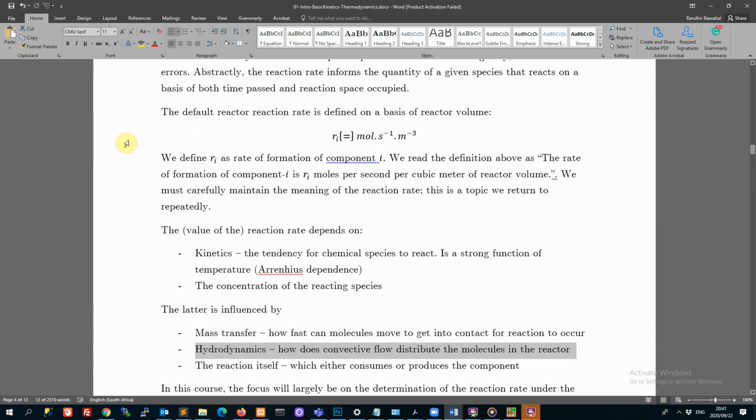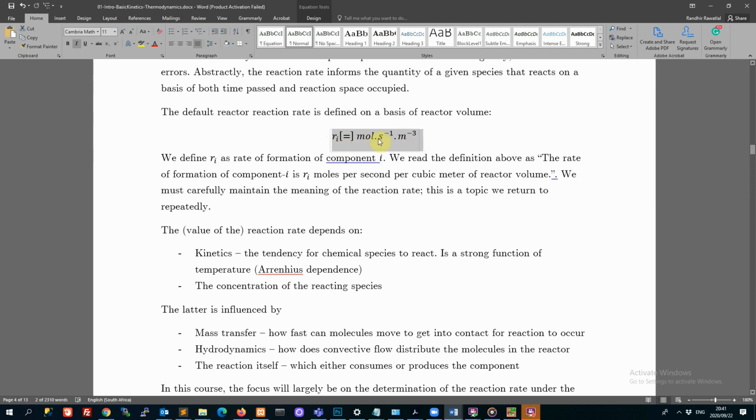So the rate here, we can define it. We can say, yes, we think this is an important thing to know, that these are the number of moles being converted per second per cubic meter. But we don't know how true this stays over the entire space of the reactor.